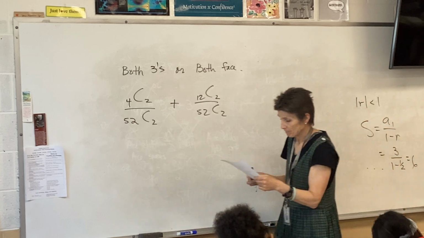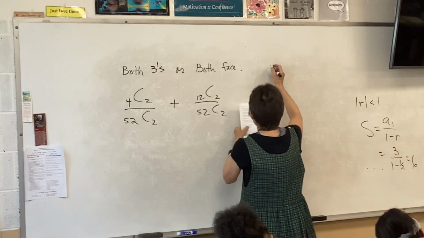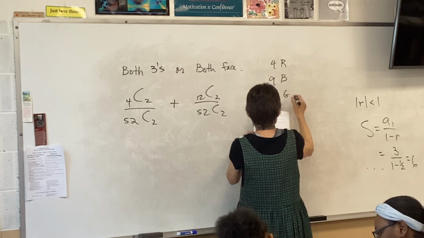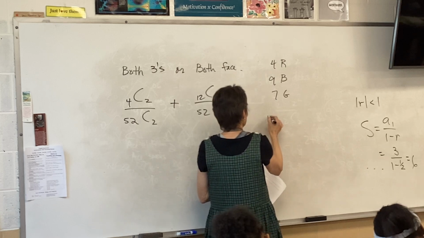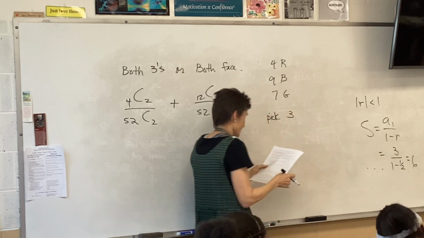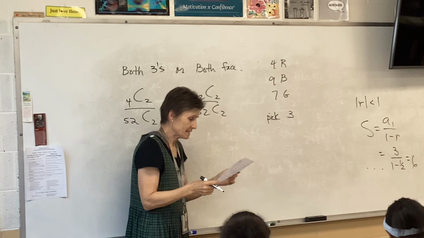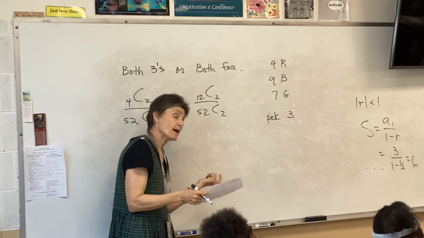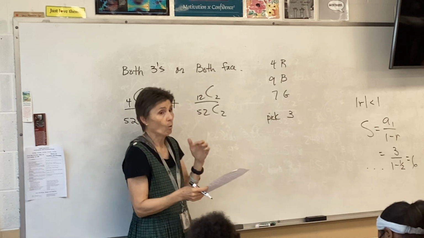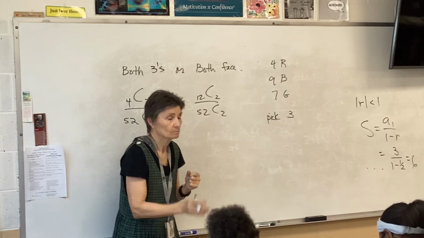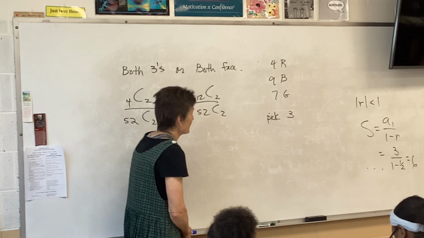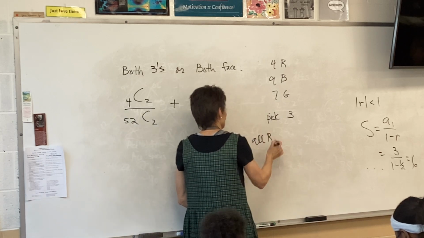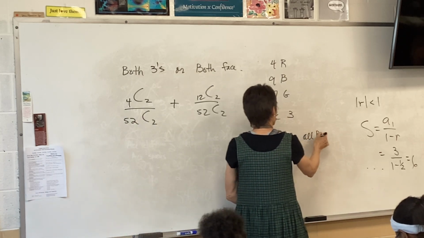Okay, finally, I've got 4 red, 9 blue, 7 green. I'm gonna pick 3. I want the probability, that's what those P's mean, probability of getting all red or all blue. What do you think that's gonna look like? All red, all blue.